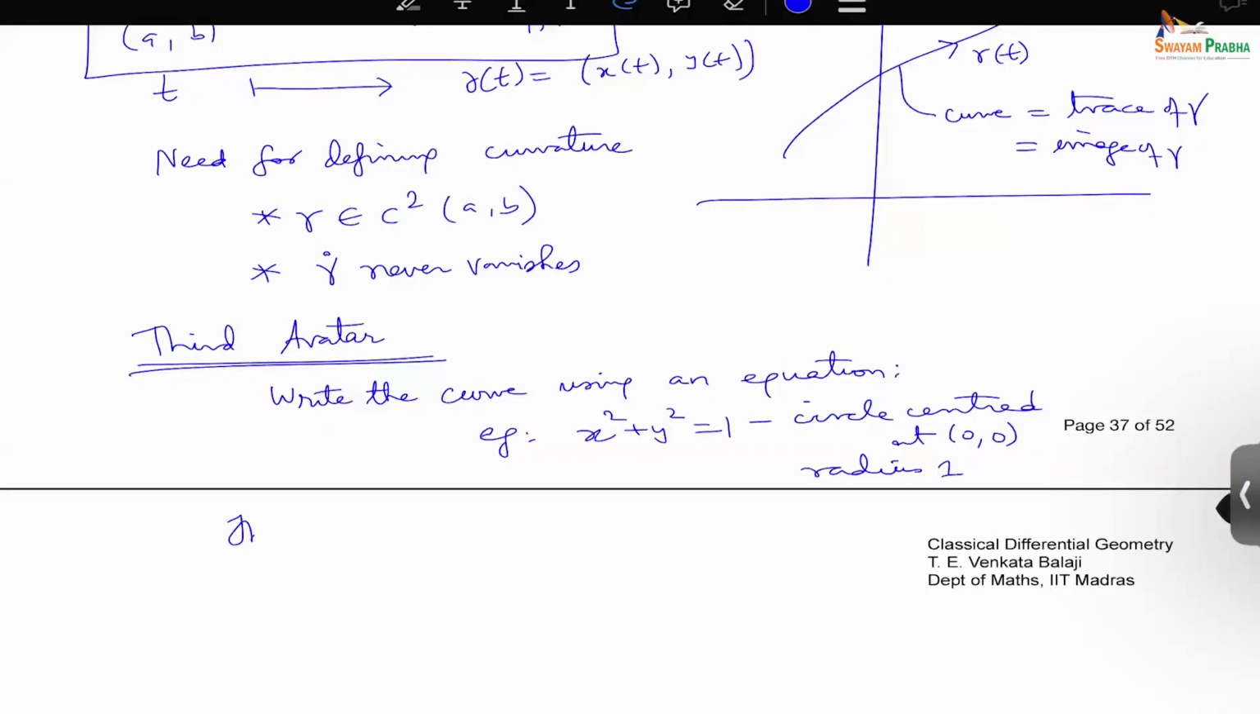Okay. So yet another avatar of looking at a curve is looking at it as a level curve of a function of two variables. Okay. So this is exactly looking at the level curve of a function of two variables.